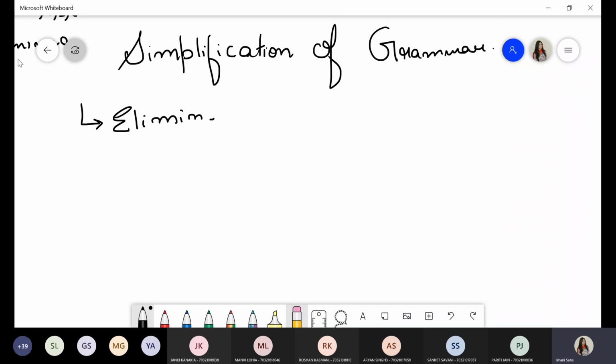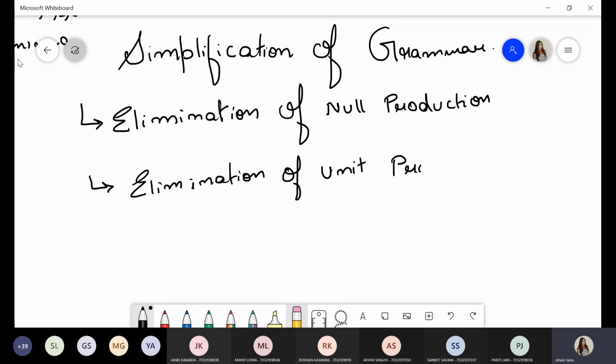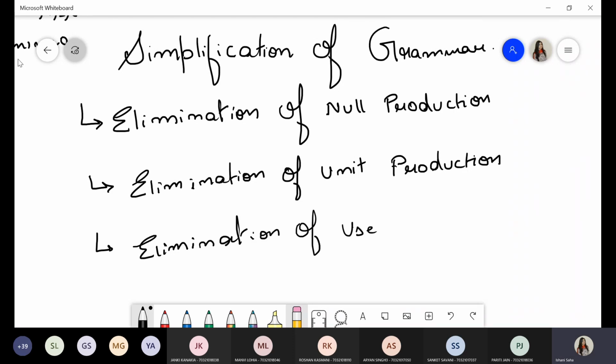One is elimination of null reduction. Second is elimination of unit reduction. And third one is elimination of useless reduction.